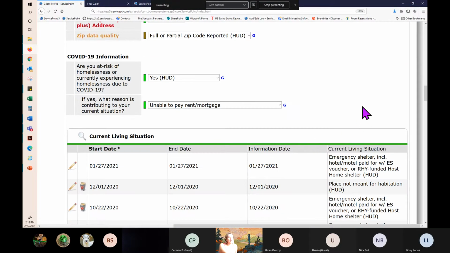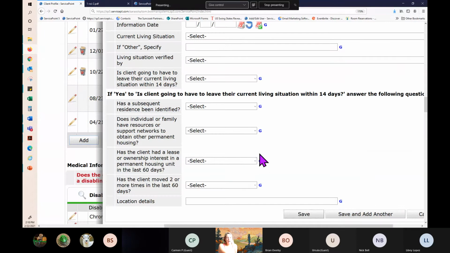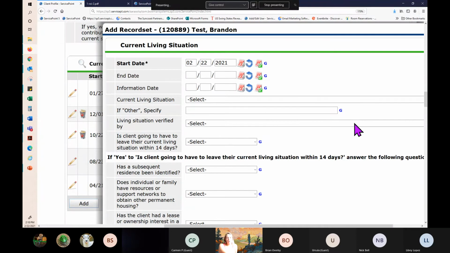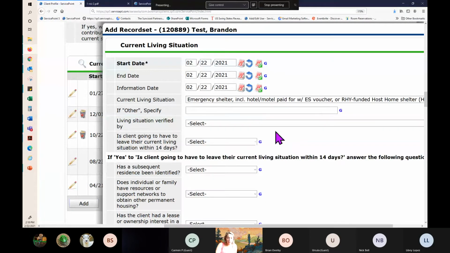From here, your current living situation, you are required to add this information. We're going to select add, and then we're going to populate. We are going to say that as of this date, we're going to start, end date, all the same date, the current living situation, the client's at emergency shelter. Maybe last night they stayed at the hotel like Brian was saying, but tonight they're staying in the emergency shelter.